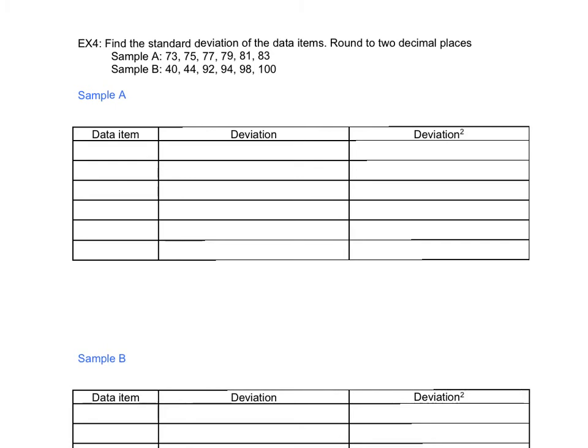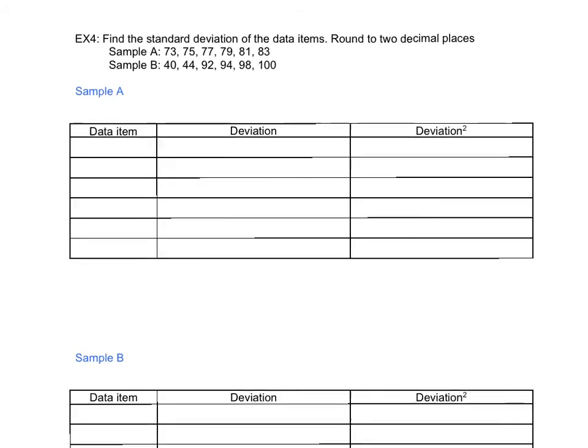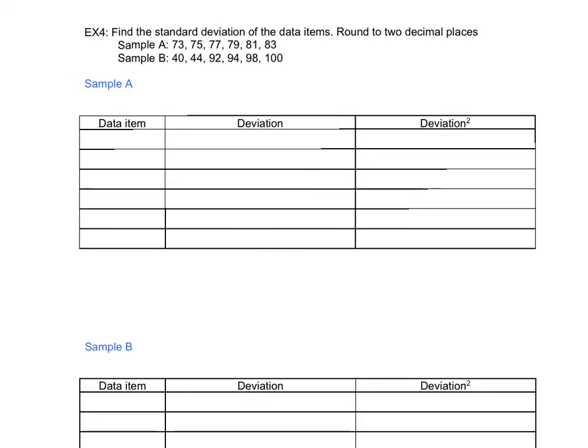Example 4, we're going to find the standard deviation for 2 sets of data items. We have sample A and we have sample B. So this will give us a lot of practice. And then we're going to round our standard deviation, and this is the final answer. We're going to round to 2 decimal places. Then sample A, the data items that I have are 73, 75, 77, 79, 81, and 83.